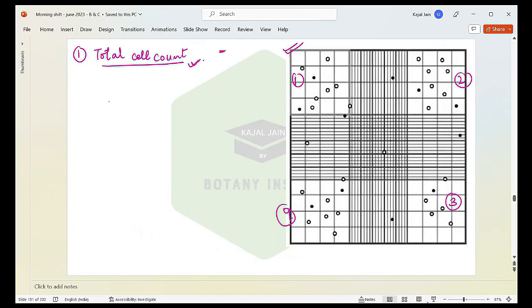Let's say the corners are A, B, C, D. In corner A, count the number of cells, irrespective of whether they are the stained or the unstained ones. Count the number of cells in the first square, this one. In the A column, count the number of cells.